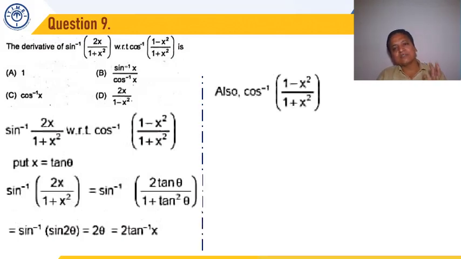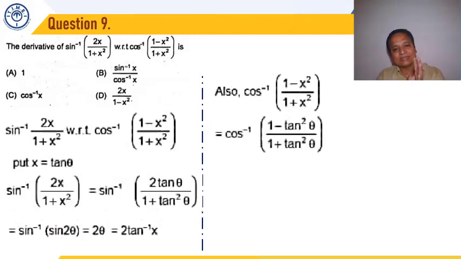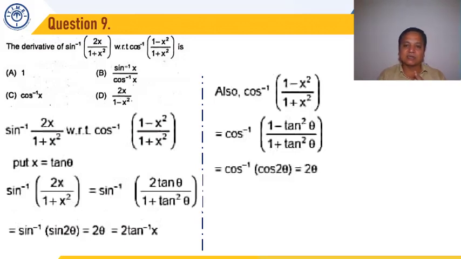Now cos inverse (1 minus x square upon 1 plus x square), we put x equal to tan theta. So this is cos inverse (1 minus tan square theta upon 1 plus tan square theta), which is nothing but cos inverse cos 2 theta, which simplifies to 2 theta. We use the formula for cos 2 theta, it gives us 2 theta, and theta is tan inverse x. So this term also simplifies to 2 tan inverse x.